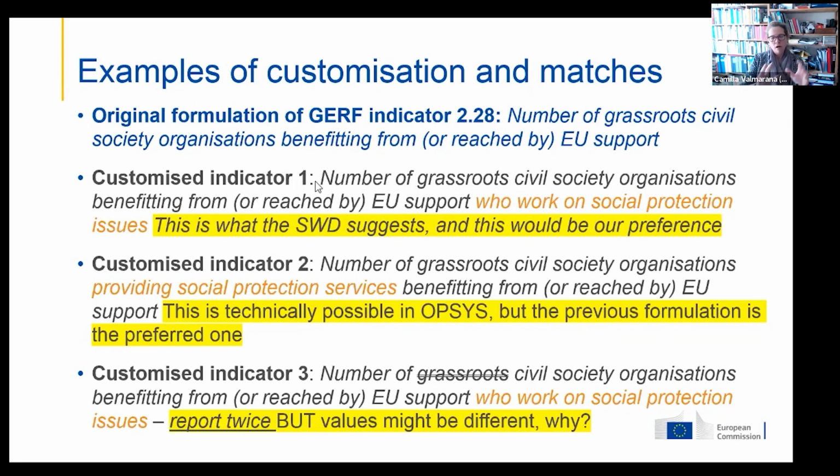So have, let's say, the GERF indicator at the start and then add the specification at the end rather than in the middle. And then the third customized indicator is number of civil society organizations benefiting from or reached by EU support who work on social protection issues. And there's a difference here. So, or actually two differences.